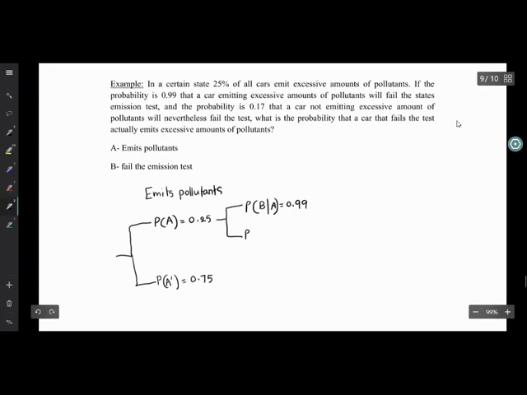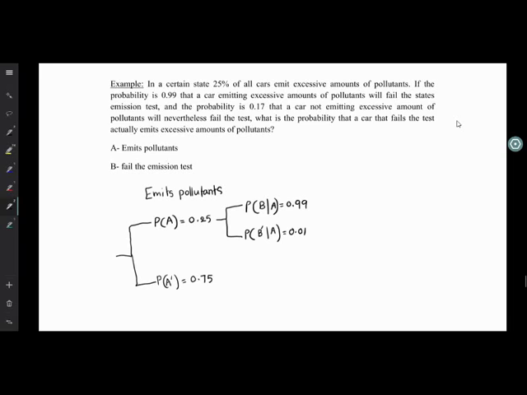The others will pass the test. So let's say B prime knowing A. Since you have 99% failing the test, the rest will pass the test. That will be 0.01. So altogether this will be 100%.